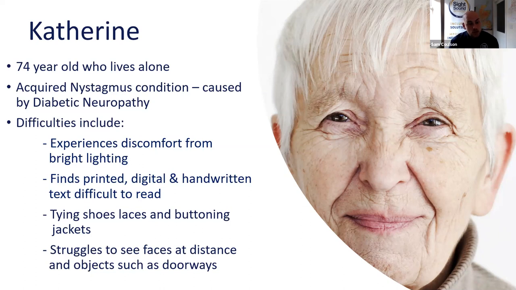She has issues with tying shoelaces and buttoning jackets, and also struggles with seeing faces at distance and objects such as doorways. We probably consider these very simple things, but they are very, very difficult for somebody that can't find the doorway or see a face. So those are the main difficulties for Catherine, and now we're going to look at the solutions together.